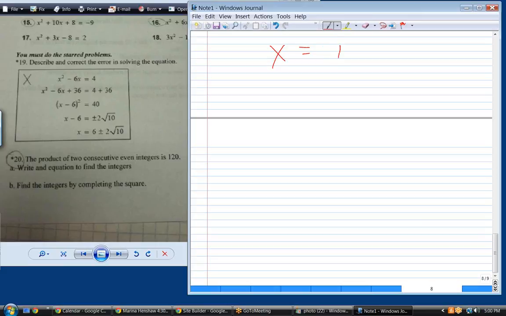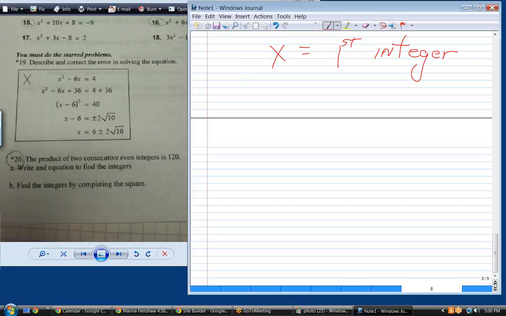How about the first integer? Okay. Because all I know is I have two consecutive even integers. So what's the second integer going to be? If x is equal to the first integer, what's the second even integer? How can I express it as a function of x?